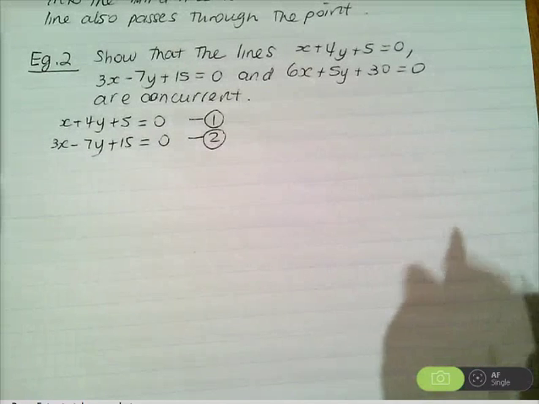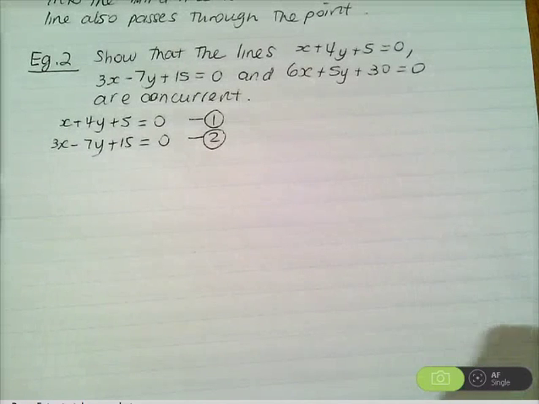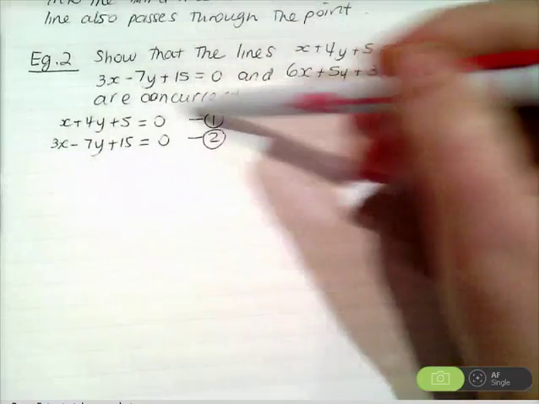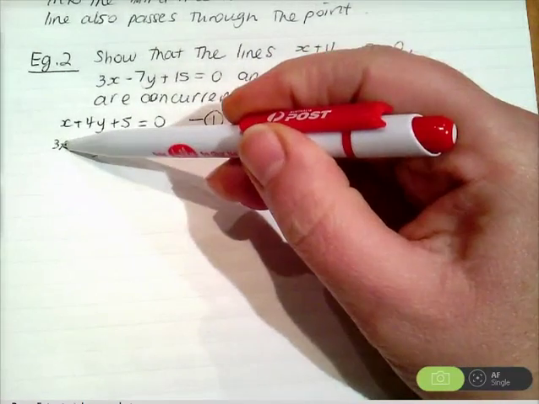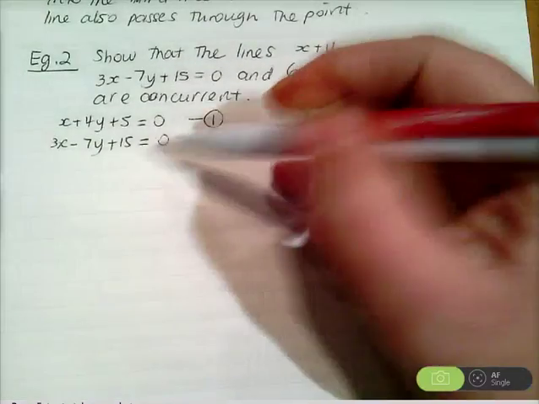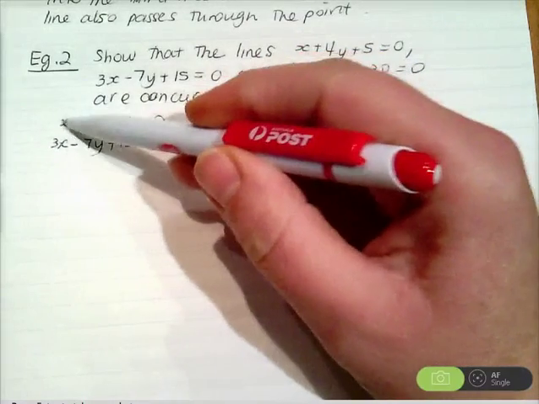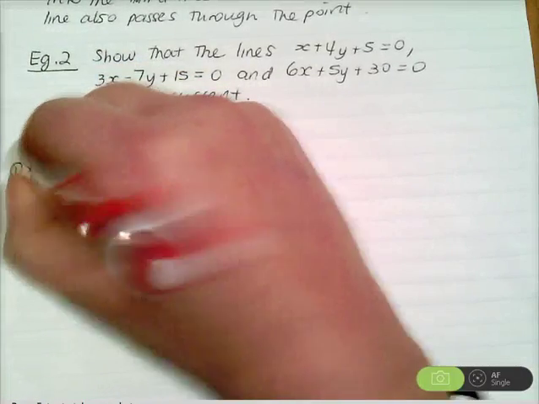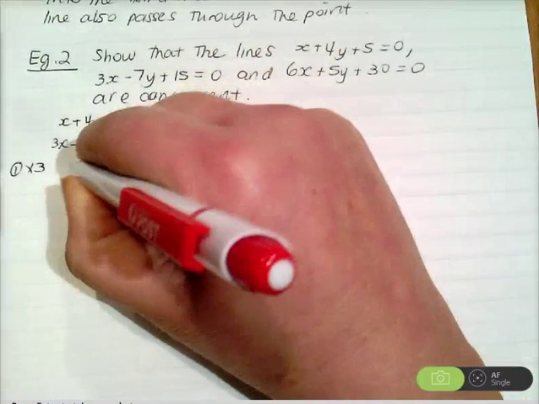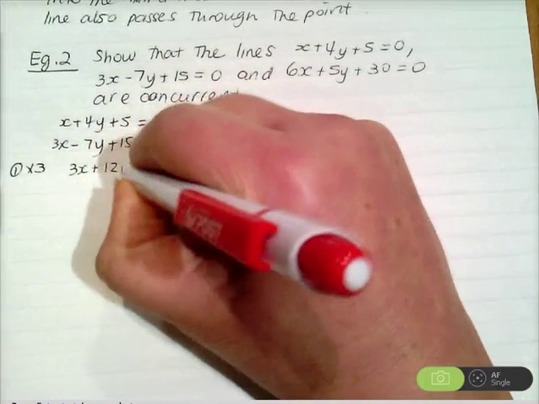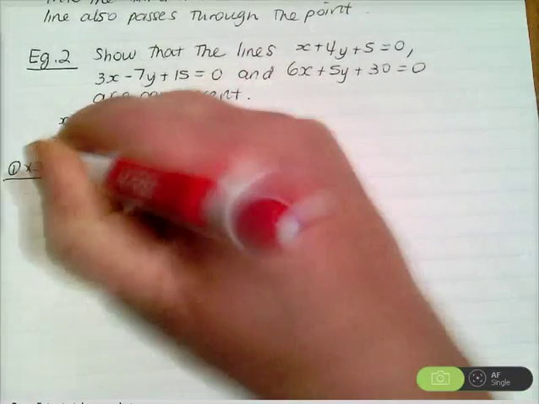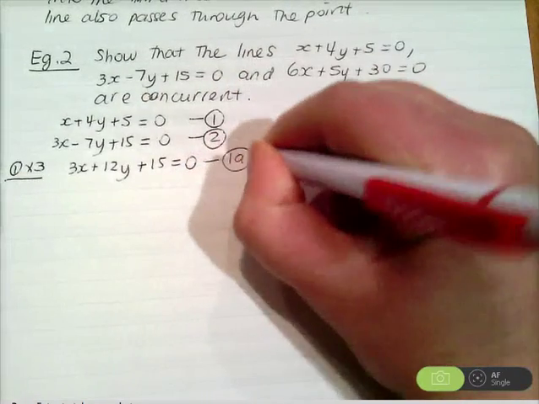Now, to find the point of intersection of these 2 lines, we need to solve these 2 equations simultaneously. We can do this a number of ways. We can rearrange the first equation to make x the subject and substitute that in there, or we can just make the coefficient of this x here 3. So I think we'll just do that. So we'll do equation 1 times 3, and that will give us 3x plus 12y plus 15 equals 0. So we're multiplying equation 1 by 3, and I'll call that equation 1a.